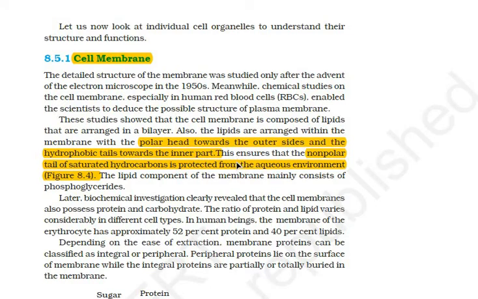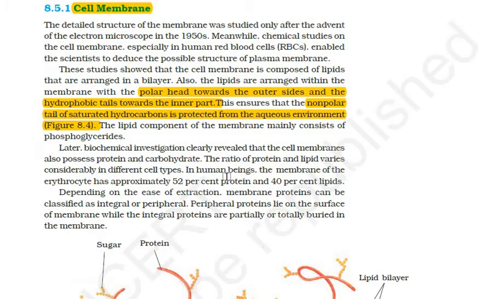If you talk about the composition, the amount of proteins and lipids, specifically when we talk about RBCs or erythrocytes, it comes to be 52% protein and 40% lipids. Please note this down, this is very important to know.